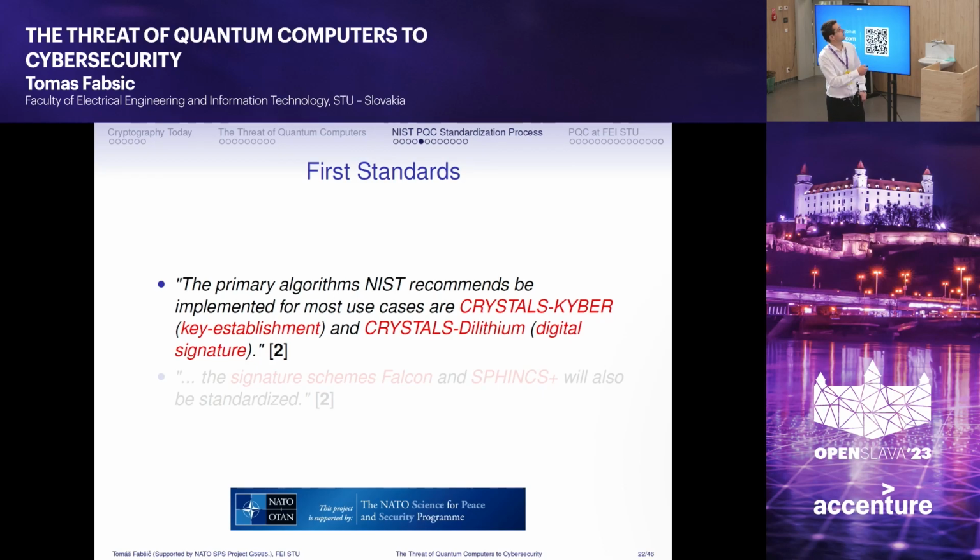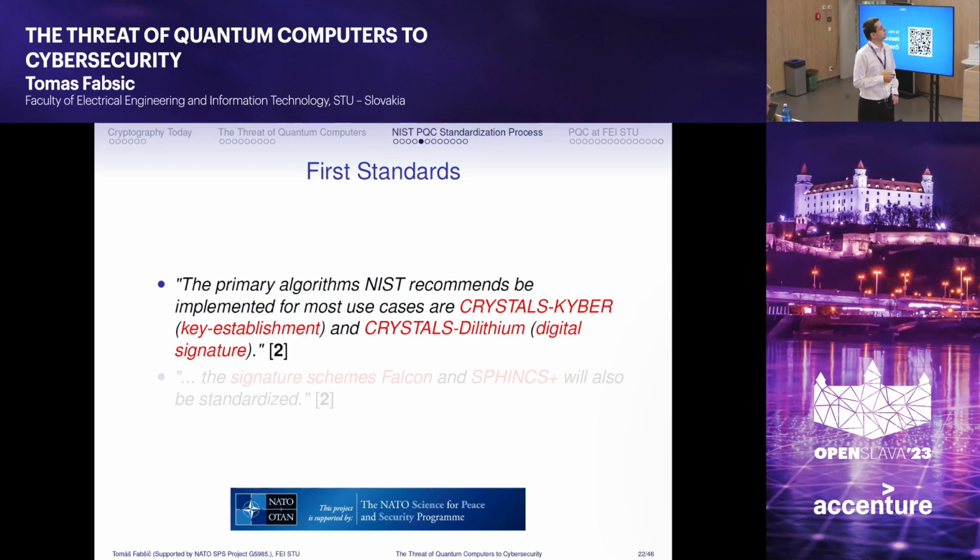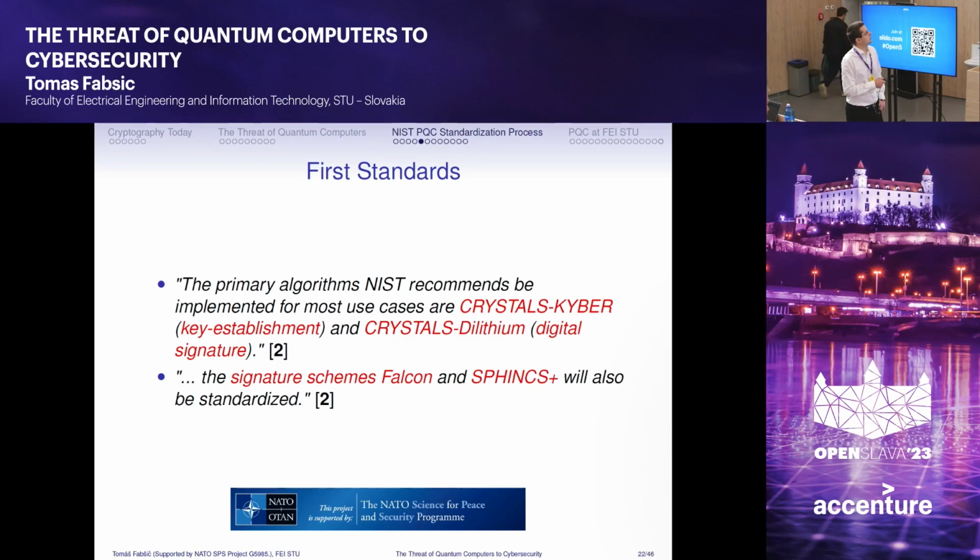So let's talk about maybe the most important point, the first standards. In July 2022, NIST announced that the primary algorithms NIST recommends to be implemented for most use cases are Crystal Kyber, which is used for key establishment, like it can replace the Diffie-Hellman key exchange in some sense, and Crystal Dilithium, that's their recommended post-quantum digital signature algorithm. So they announced that they will standardize these two, and they recommend them for most use cases. In addition, they also announced that they will standardize 2 additional signature schemes. One is called Falcon and one is called Sphincs Plus. On the next slides, I will talk about their benefits and their drawbacks.